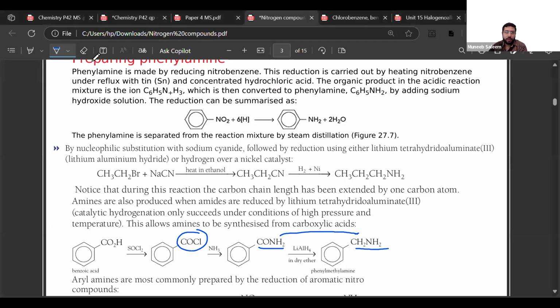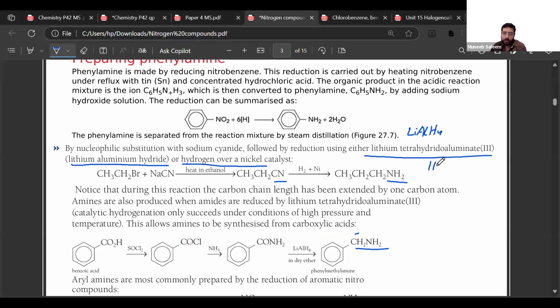All right. So here, the actual answer was present here. We have to get the amine compound from the cyanide. So for this purpose, the reagents used could be either lithium tetrahydroaluminate 3, that is lithium aluminum hydride, the second name of the same reagent, or you can also use the hydrogen over nickel catalyst. So both of these reagents are possible to be used here. Hydrogen along with the nickel catalyst to convert this cyanide ion into the amine compound.